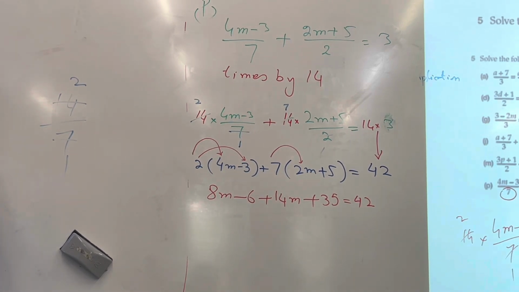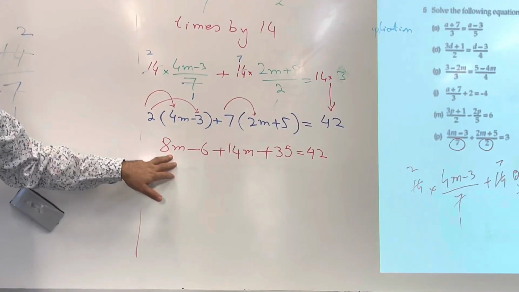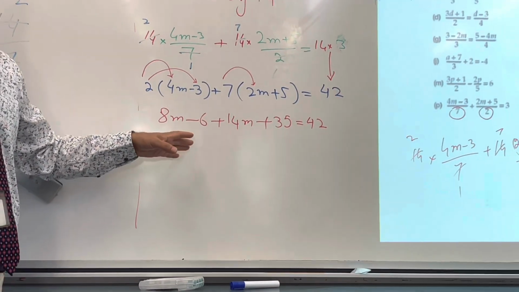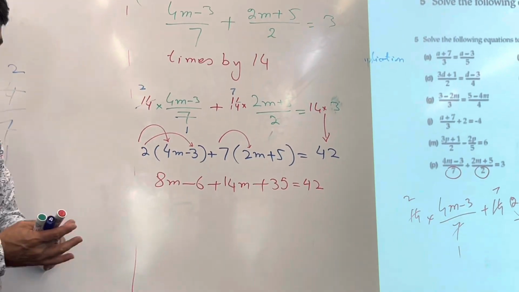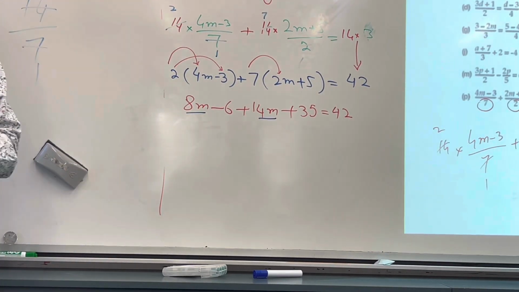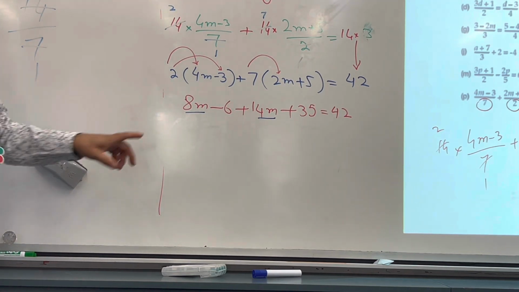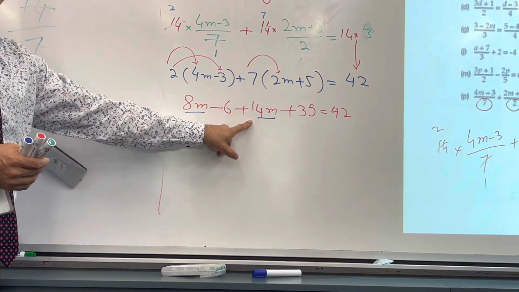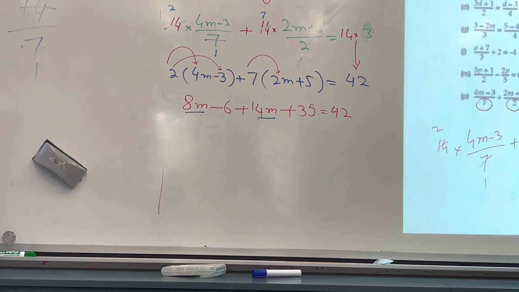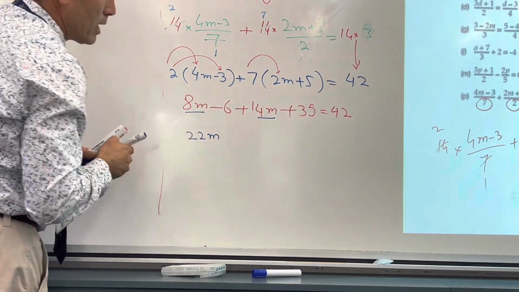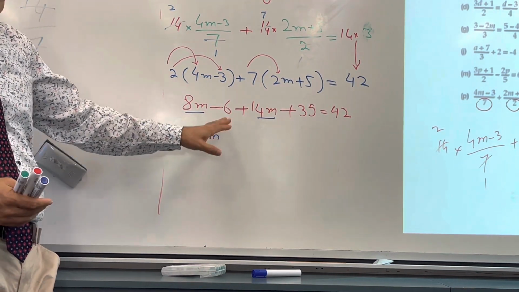Now guys, we have to separate numbers and letters. Very important, okay? Look here, 8m and 14m. Both are on the same side, both are positive. Add them and see what is the answer. What is the answer for these two? Zaliha, what is the answer for these two? 14 plus 8. Yes. 22. 22m.